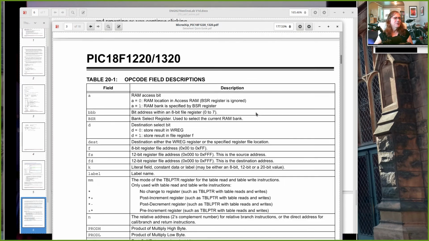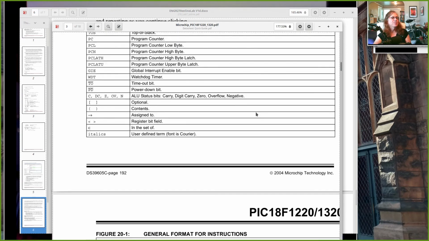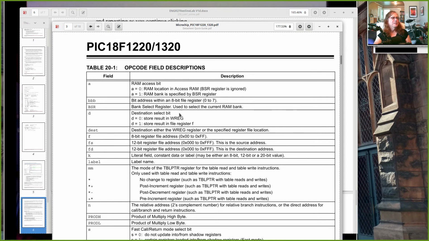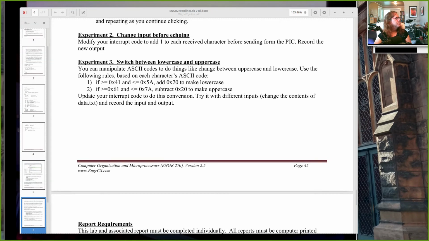And then the destination bit, right before table 20 figure 20-1, you've got a description. Destination bit 0 says put the result in W reg, 1 says put it back in the file reg. And that's probably all you need to know on those.